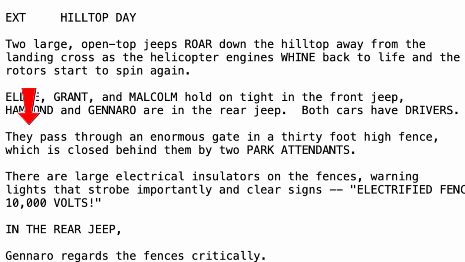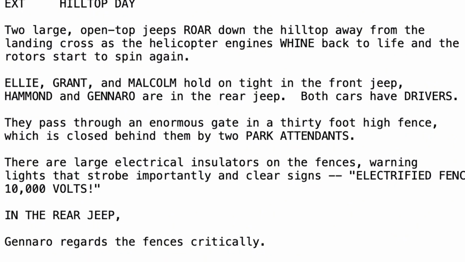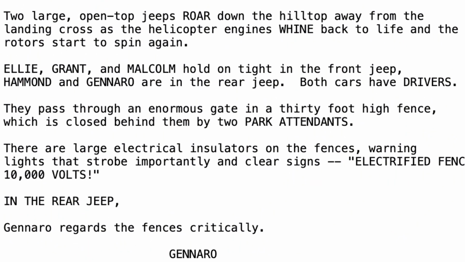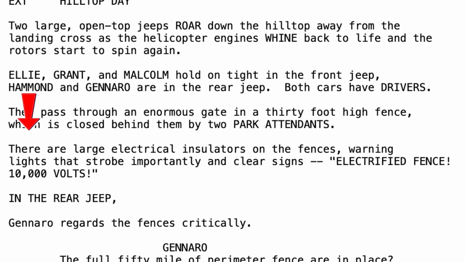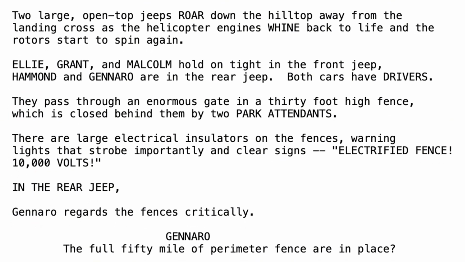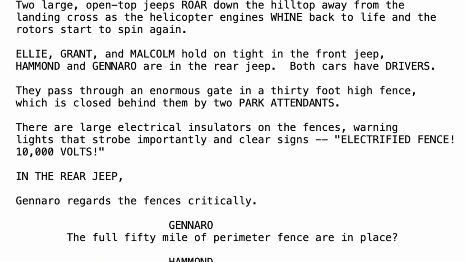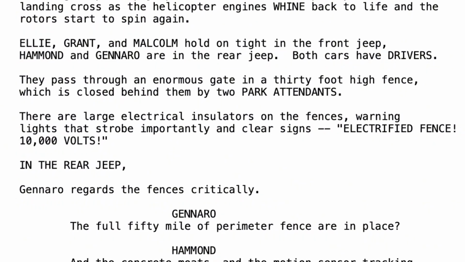"They pass through an enormous gate in a 30-foot high fence, which is closed behind them by 2 park attendants." Oh look, we're wide again. "There are large electrical insulators on the fences, warning lights that strobe importantly, and clear signs: electrified fence, 10,000 volts." And we've got a close-up on those warning lights and the sign. Pay attention as you read scripts to how different writers use their action lines. There are tons of different styles, and as long as your readers are able to feel and visualize the movie, none of them are wrong.